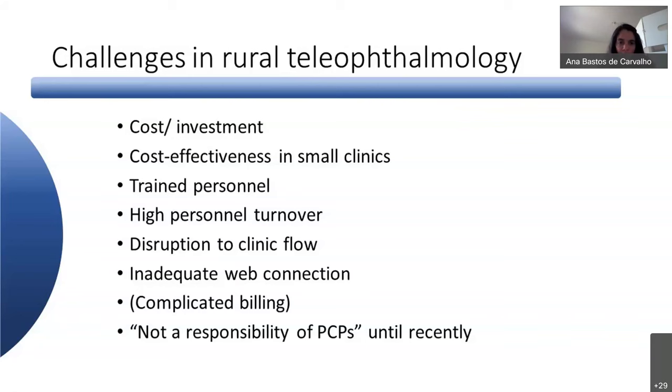This is also aggravated by the fact that rural clinics in general have a high personnel turnover, and that personnel needs to be trained to not only operate these cameras but also to be in the studies where we are testing effectiveness and implementation of these evidence-based interventions. And all of this works as challenges that augment each other, because the disruption to clinic flow makes the work harder. Personnel turnover becomes a barrier also to conduct the trials and to actually conduct the intervention of screening. And then having personnel trained and retrained is also an issue when you have a high personnel turnover.